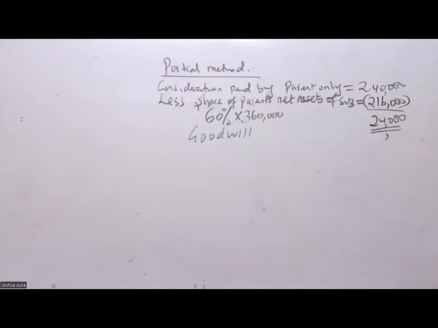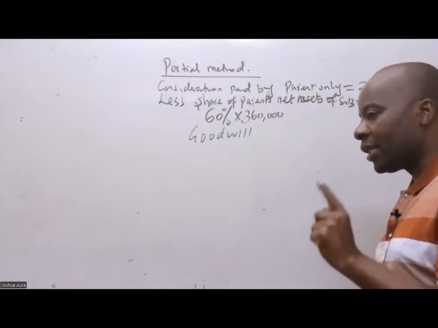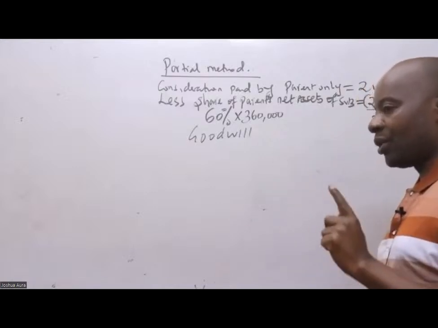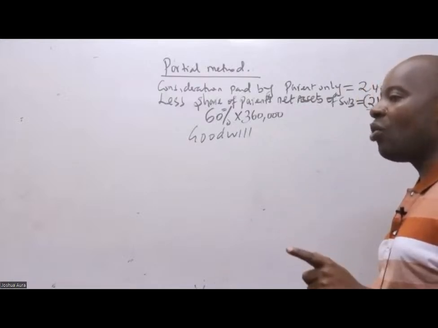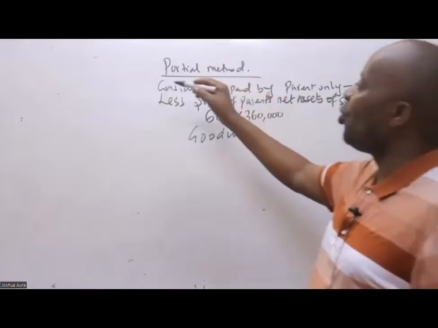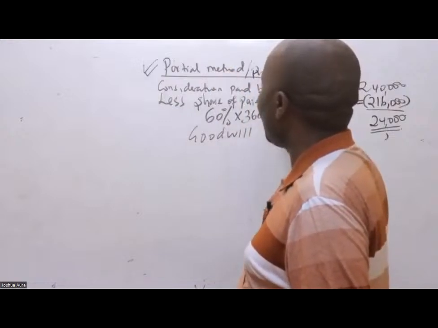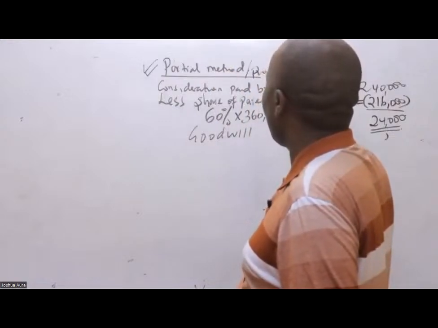Now, please listen. When it's partial method, we are only considering one consideration. The consideration that was paid by who? By the parent only. But I've also seen some students who do this question this way. Partial method, also known as proportionate method, which is the same.